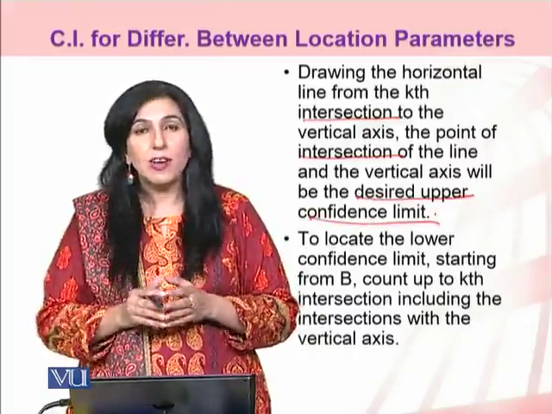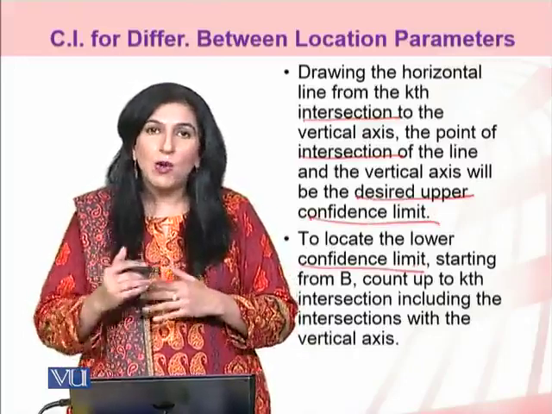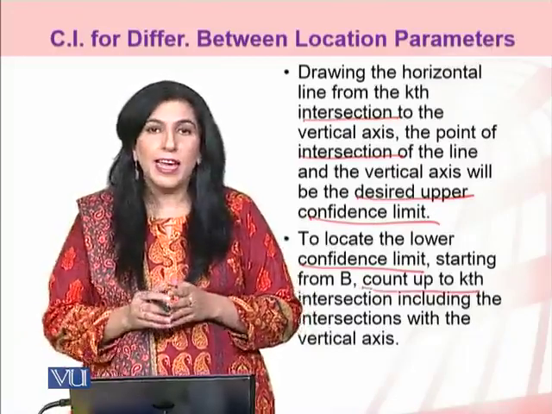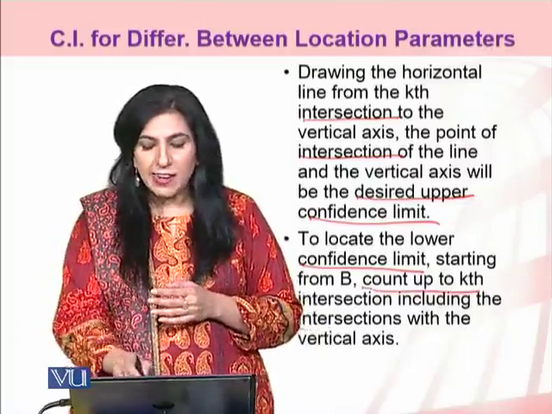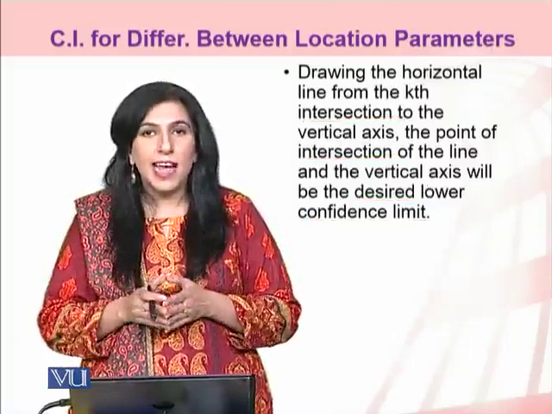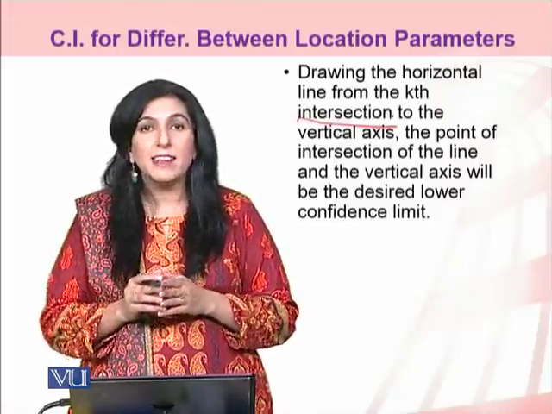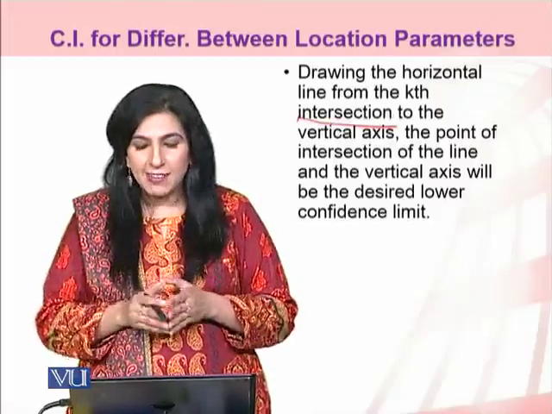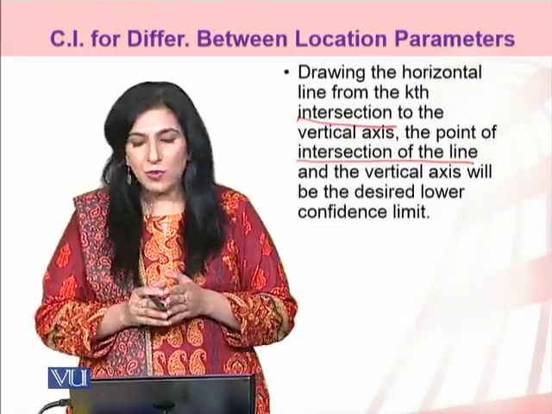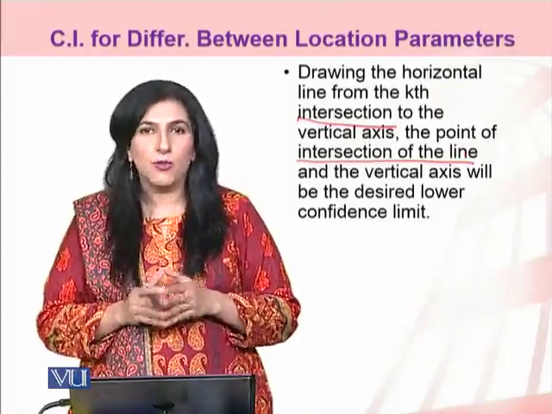Similarly, students, to get the lower confidence limit, from the lowest point along the vertical axis, you start counting to the kth intersection, including all the intersections with the vertical axis. Once you are done with that, you will draw a horizontal line from the kth intersection to the vertical axis. The point of intersection of the line and the vertical axis will give you the desired lower confidence limit.